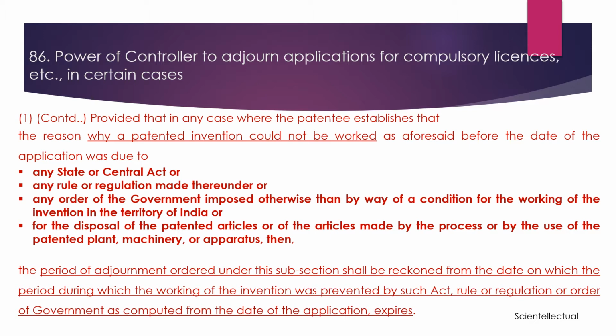That is, adjournment is possible on the ground that the patentee establishes why his patented invention was not able to be worked in India, if the cause is the imposing of any central or state act, rules or regulations, or order of the government giving any condition for working of the patented invention in India, or disposal of the patented article or process. In that case, by reason of imposing those acts, rules or regulations, if he was not able to work the patented invention in India, then he may get the adjournment for hearing, and that period of adjournment will be counted from the date on which the period during which the working was prevented, as computed from the date of application, expires.